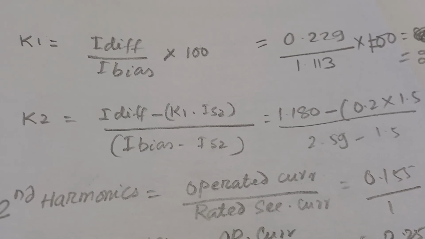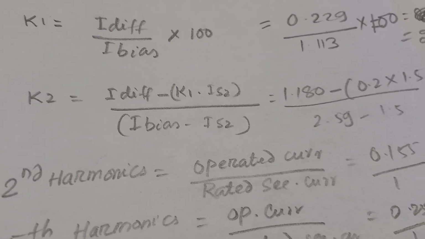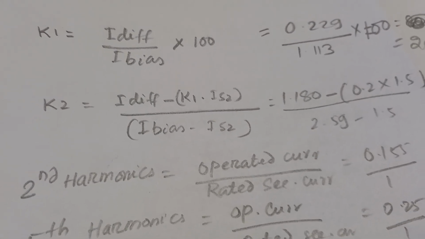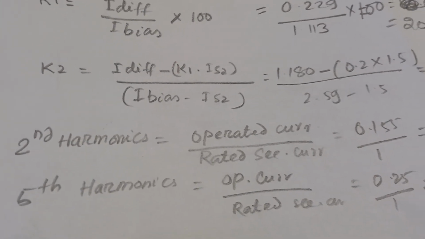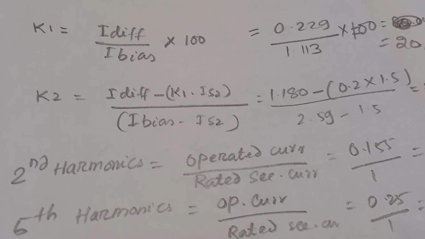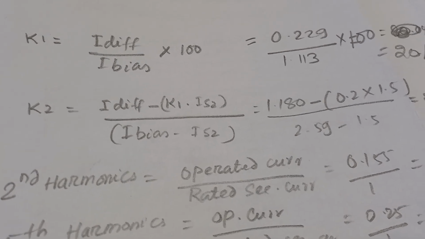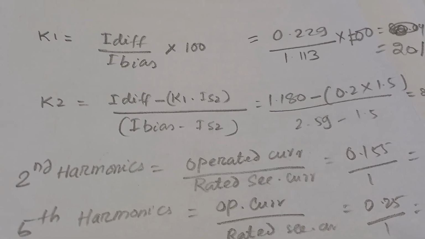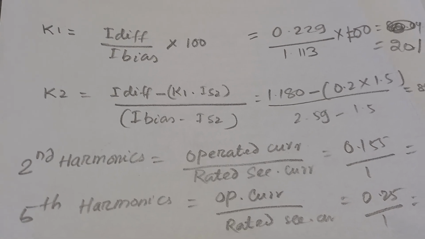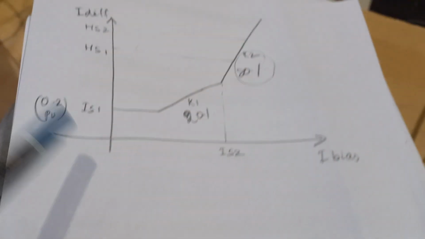So friends, this is the method, this is the process how to test the slope, differential pickup, slope 1, slope 2, second harmonic and fifth harmonic by using a relay test kit in the P643 relay.